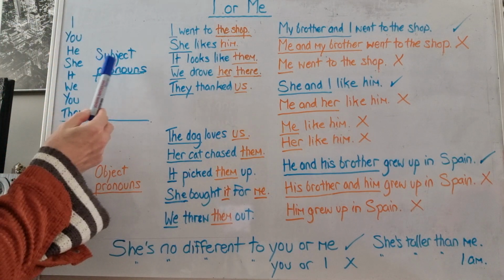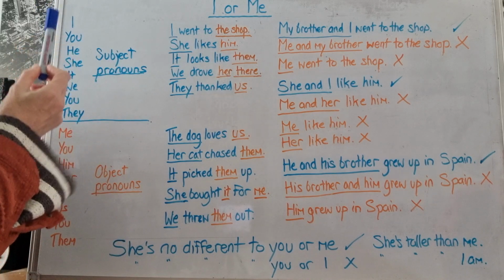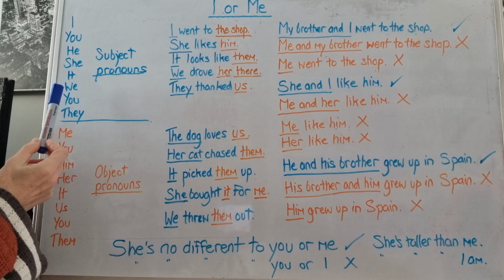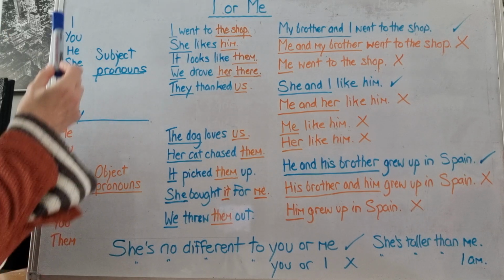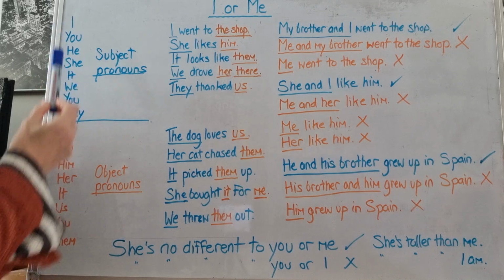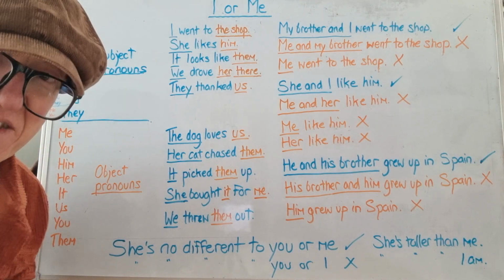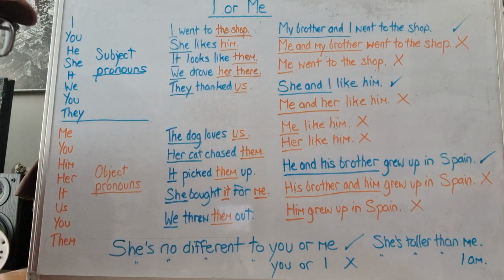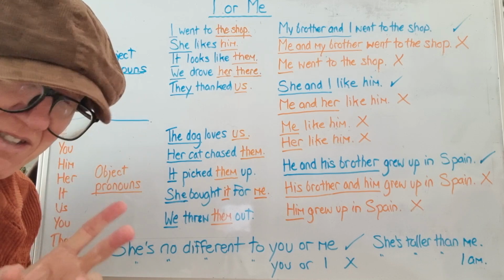So let's look at subject pronouns, okay? Those subject pronouns are I, you, he, she, it, we, you (plural), and they. These are the plurals, we, you, they, and these are the singulars, I to it. Now, we use subject pronouns in active sentences before the verb. For example, I went to the shop. So who did the action? Remember, these are active sentences, not passive.